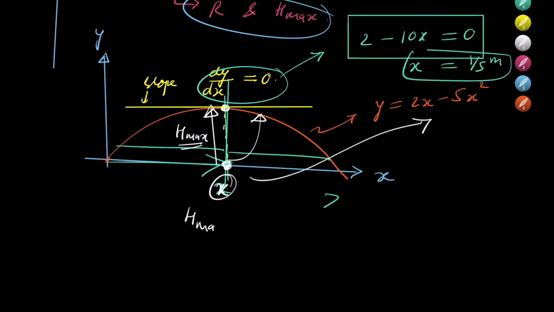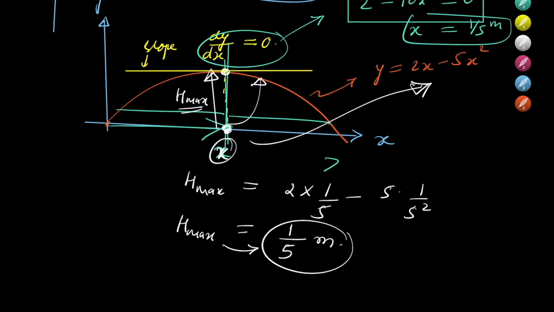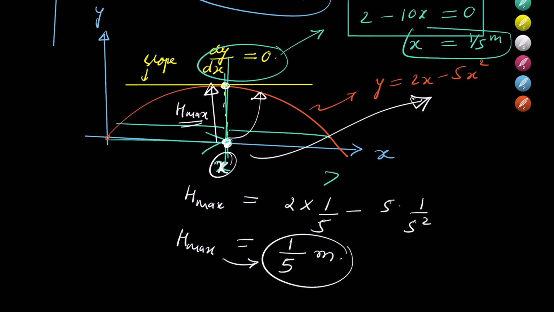So h max will be equal to, putting it back in the equation, 2 into 1 by 5 minus 5 into 1 by 5 square. So 2 by 5 minus 1 by 5, that is 1 by 5 meter. H max equals 1 by 5 meter.